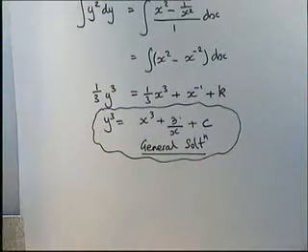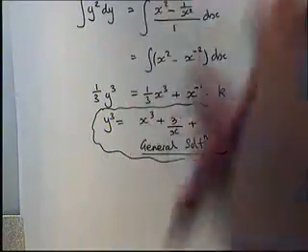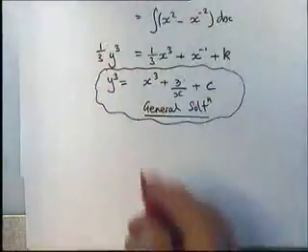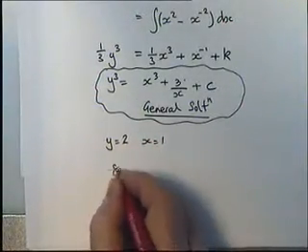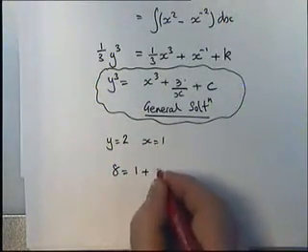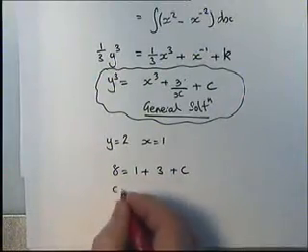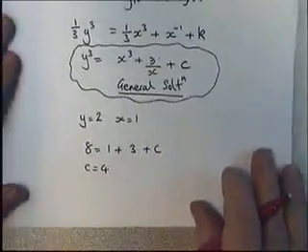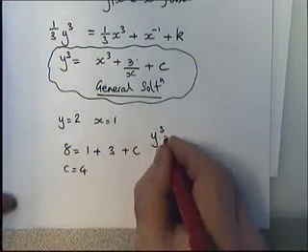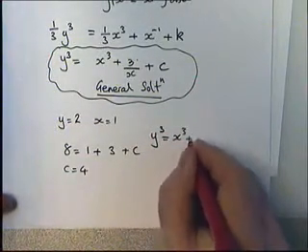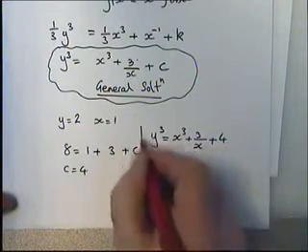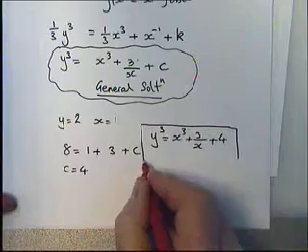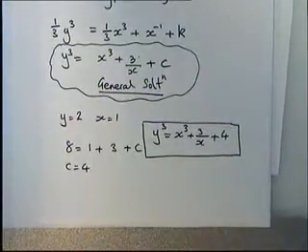But it's possible for us now to work out the particular solution, or the specific solution for this particular boundary case, by substituting our initial conditions. Y equals 2 when x equals 1, and we get 8 equals 1 plus 3 plus c, so c equals 4. So our solution is y cubed equals x cubed plus 3 over x plus 4. Now we could have cube rooted both sides, but that's also a good enough answer.